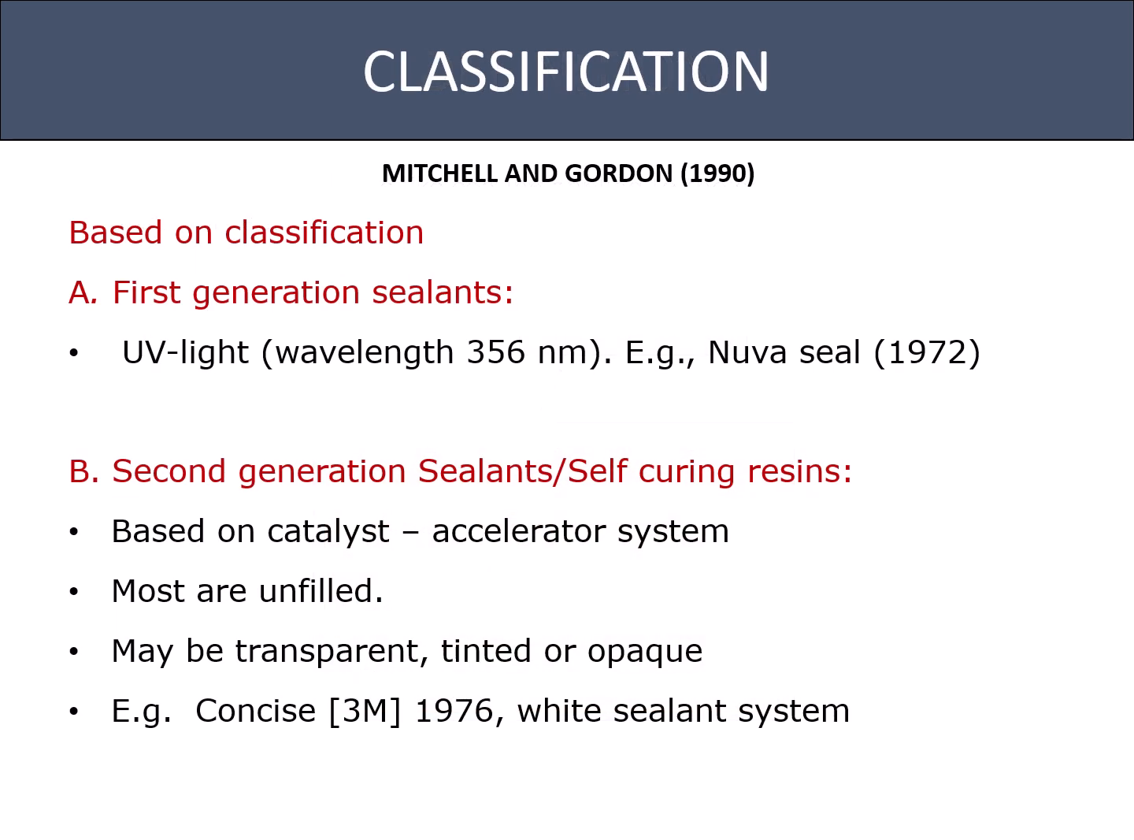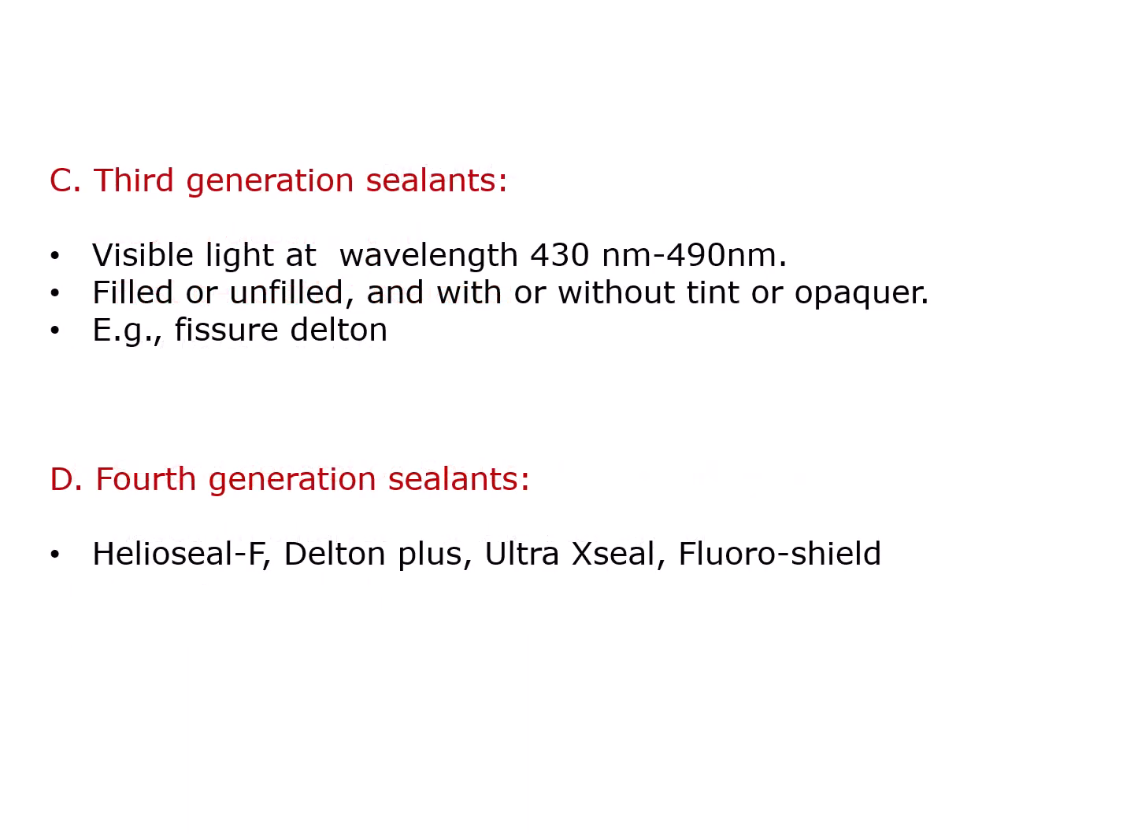The classification of different types of pit and fissure sealant materials begins with the classification by generations: first, second, third, and fourth generation. The third generation is the generation where 470 nanometer wavelength blue light was used to cure, which was improved with fluoride-releasing particles in the fourth generation.